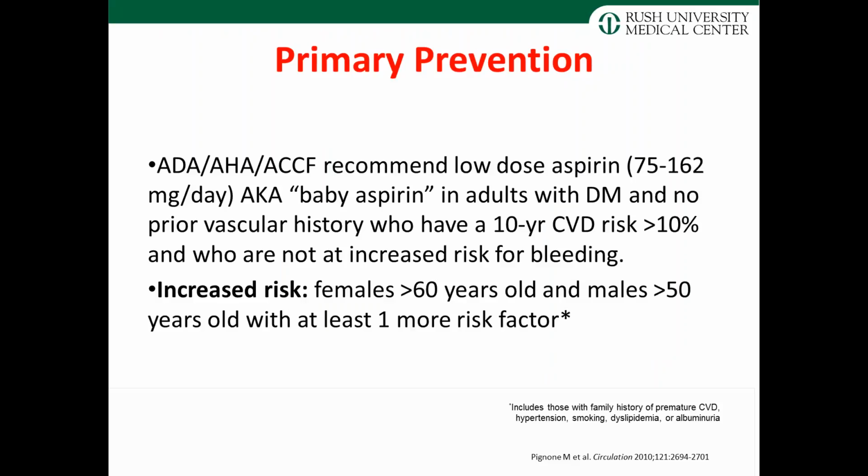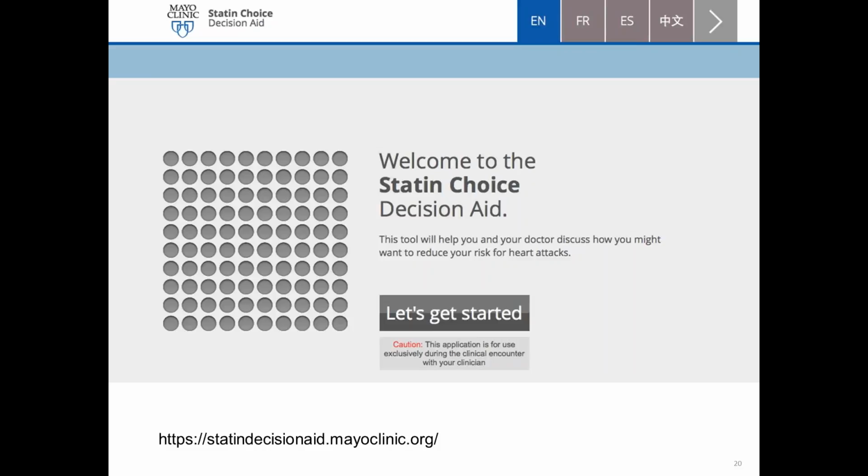So a big question is, should I be taking an aspirin? Per the different organizations, they do recommend a low dose or baby aspirin, 81 milligrams a day, in adults with diabetes who have never had any sort of heart disease, but have an increased 10-year risk of over 10%. Of course, you have to also balance that with your risk of bleeding. So this is, again, something you should be discussing with your primary care doctor. And I just want to bring to your attention, Mayo Clinic has this website, which I encourage you to use with your doctors. They have a statin choice decision aid and also an aspirin decision aid, which can help you decide if this is a good idea and works for you.